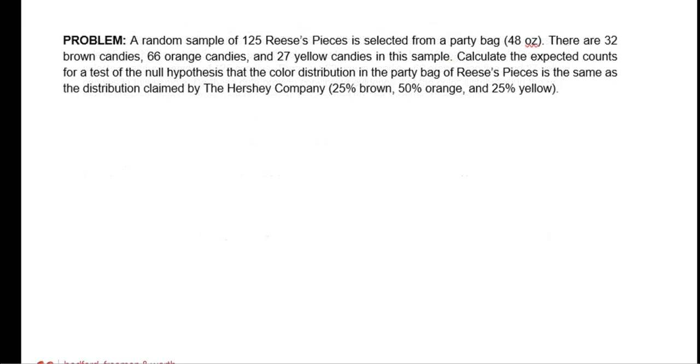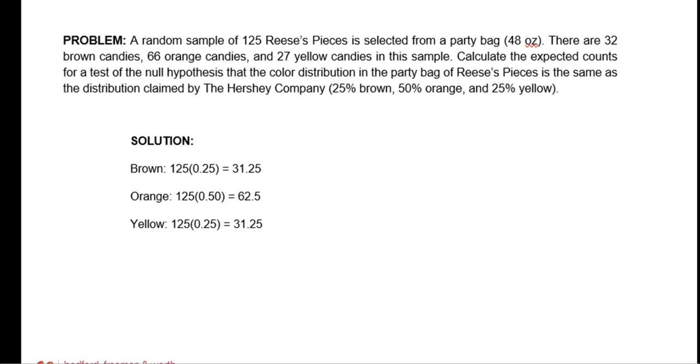A random sample of 125 Reese's Pieces is selected from the bag. We already did this one. The question was, calculate the expected counts. So how many would you expect? 125 times 25%, 125 times 50%, and 125 times 25%. That's n times pi. You do that 3 times, and you get two answers that are different. So those are the expected counts. It's fine that they're decimals. Leave them as decimals. We like expected counts that are decimals.